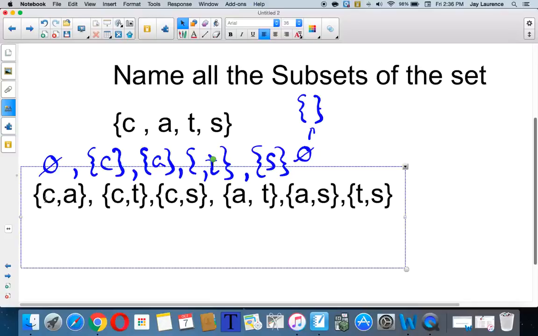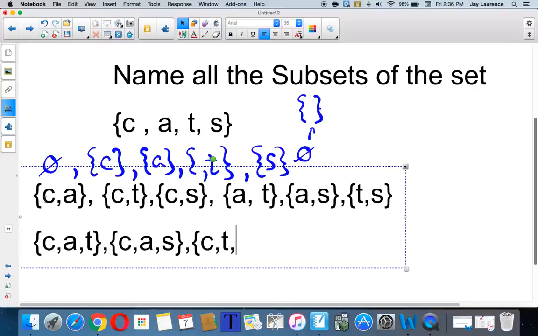So now we'll do the ones with 3. So I'll go C, A, T. And then I'll go C, A, S. And then I will go, let's see, are there any other CAs? I don't think so. Now I'll go C, T, S. Okay. So that's all the ones with C. Now I'll move over to A, and I'll go A, T, S. And I believe that's it. I don't believe there are any other subsets with 3 members.